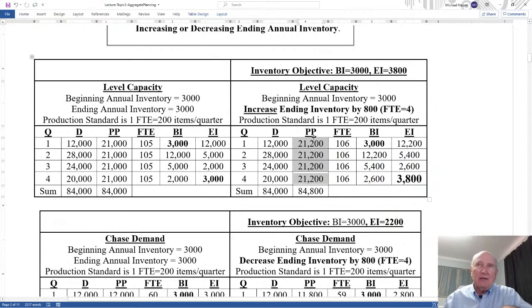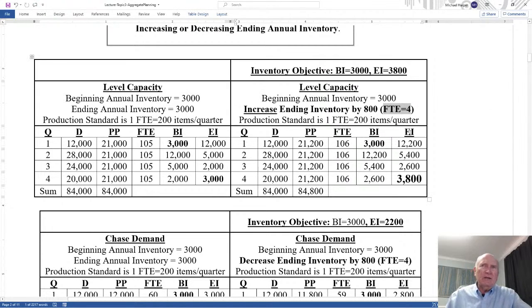Divide this by my production standard, and I have my FTEs. That's a second way to do it. A third way to do it is take that 800, the extra 800 we're going to add, divide by the production standard of 200 items per quarter, and that would give me 4 quarterly FTEs.